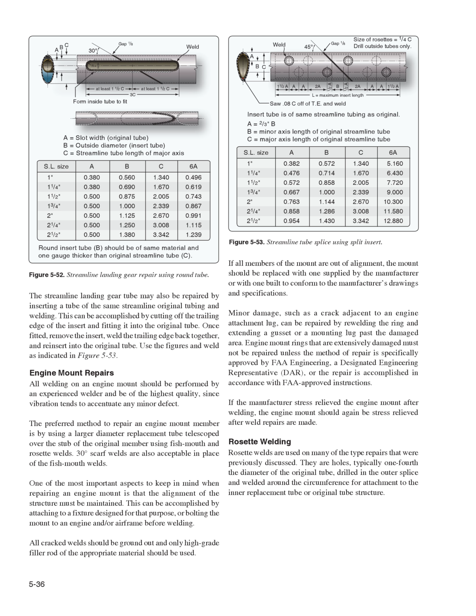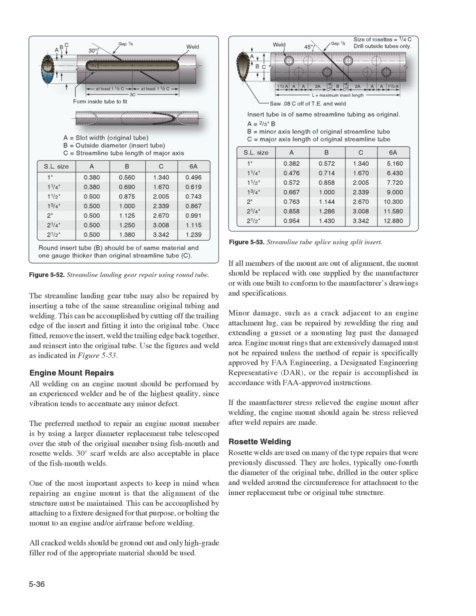Minor damage, such as a crack adjacent to an engine attachment lug, can be repaired by re-welding the ring and extending a gusset or a mounting lug past the damaged area. Engine mount rings that are extensively damaged must not be repaired unless the method of repair is specifically approved by FAA Engineering, a designated engineering representative, DAR, or the repair is accomplished in accordance with FAA-approved instructions. If the manufacturer stress-relieved the engine mount after welding, the engine mount should again be stress-relieved after weld repairs are made.